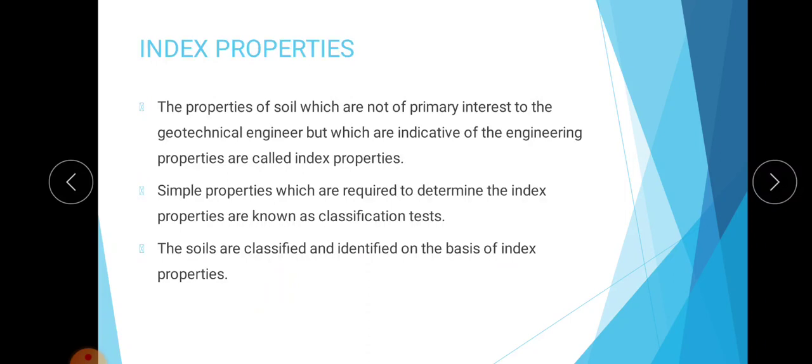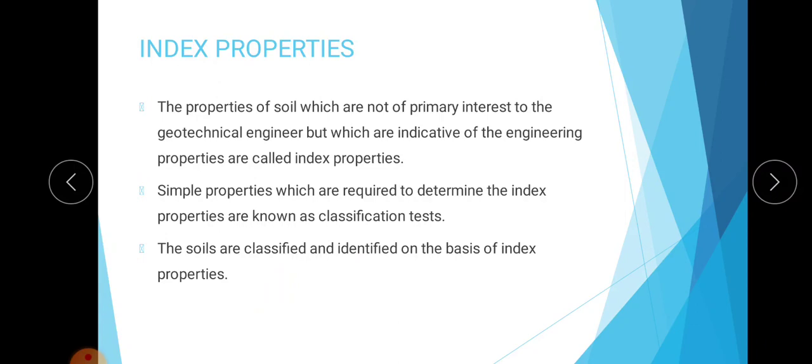Okay. So mainly the soil properties are classified as index properties and engineering properties. The examples for engineering properties are permeability, compressibility and shear strength. This will be discussed later. So first we can discuss about index properties.